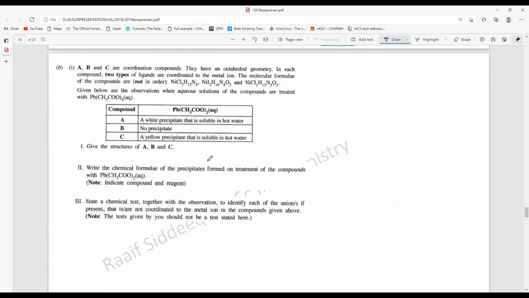Let's move on to part B of this one. So A, B, C are coordination compounds. They have an octahedral geometry. Nice. In each compound, two types of ligands are coordinated. The molecular formula is given and they are not in order. And given below are the observations of the compounds treated with lead acetate. So this is treated with lead acetate.